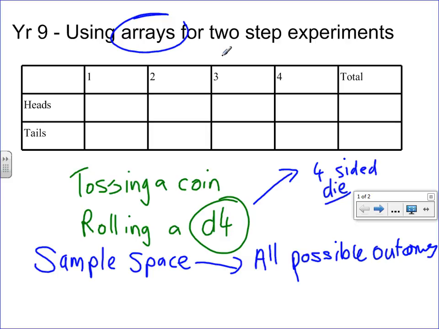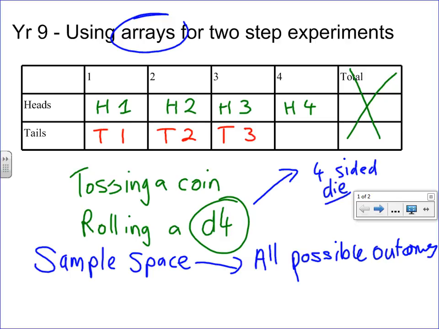So, using an array, it's a really quick way for us to show what can happen. So, we can get a head and a 1, a head and a 2, a head and a 3, and a head and a 4. We don't need to worry about total for this one. The other way we can go is we can get a tails and a 1, a tails and a 2, a tails and a 3, a tails and a 4. And we can work out that there are 8 possible outcomes. 1, 2, 3, 4, 5, 6, 7, 8. So each outcome in this case has an equal probability of happening.